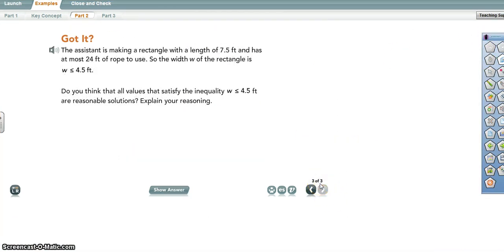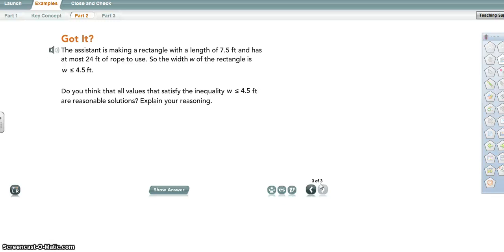The assistant is making a rectangle with a length of 7.5 feet and has at most 24 feet of rope to use. So the width of the rectangle, which we just found out, is less than or equal to 4.5 feet. Do you think that all values that satisfy the inequality, W less than or equal to 4.5 feet, are reasonable solutions? So think about all the numbers that are less than or equal to 4.5. Do all of those numbers make sense in this situation? Can you think of any that don't?